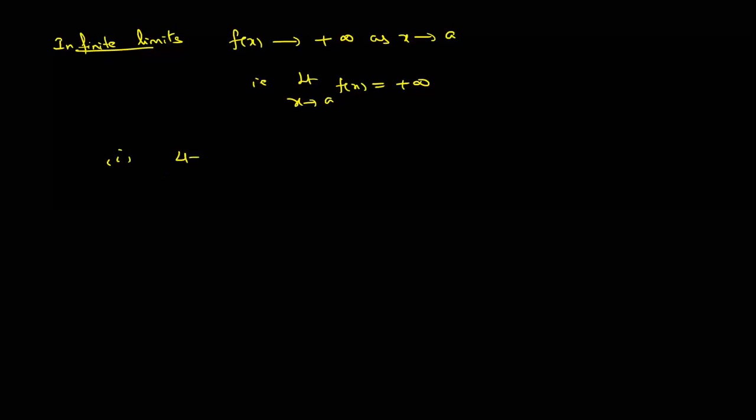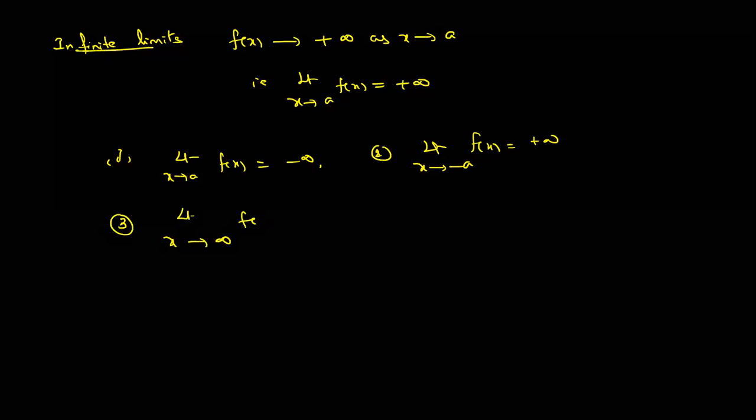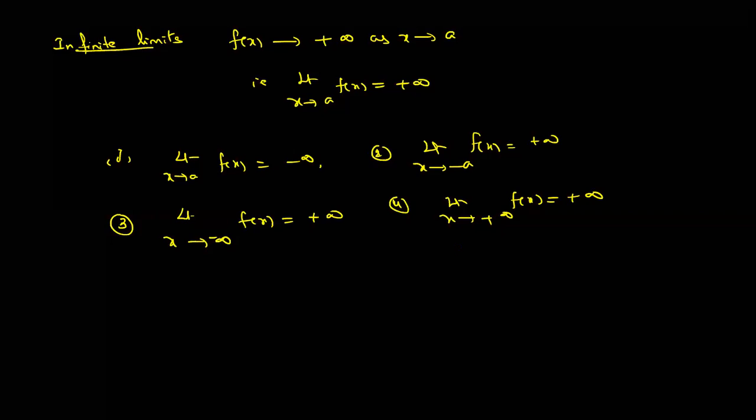See, what forms are there? Limit x tends to a, f of x. Some examples I'm giving: minus infinity. 2. Limit x tends to minus a, something here. They're giving some plus infinity, minus infinity. So many cases are there. 3. Limit x tends to infinity, f of x is equal to plus infinity. 4. Limit x tends to minus or plus infinity, f of x is equal to plus infinity means f of x tending to infinity when x tending to infinity. So these are some examples I'm giving, dear students.